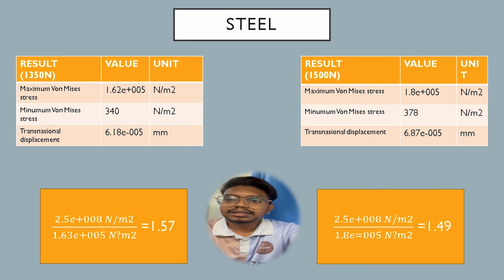The results for 1500 Newton, maximum von Mises stress is 1.8 E plus 0.005. The unit is Newton meter square, and the minimum von Mises stress is 378 Newton meter square. And then lastly, translational displacement 6.87 E minus 0.005 mm.